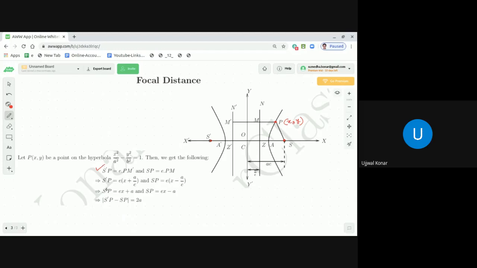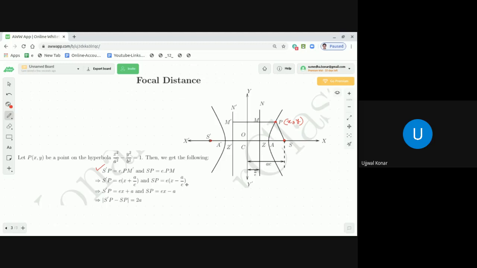Now S'P is equal to e into PM'. PM' means what? From that point P, we draw a perpendicular to the line N'Z'. And what will be the length of that perpendicular? That is actually x plus a by e. Similarly, we can find that SP is equal to e into PM, where PM is equal to x minus a by e.